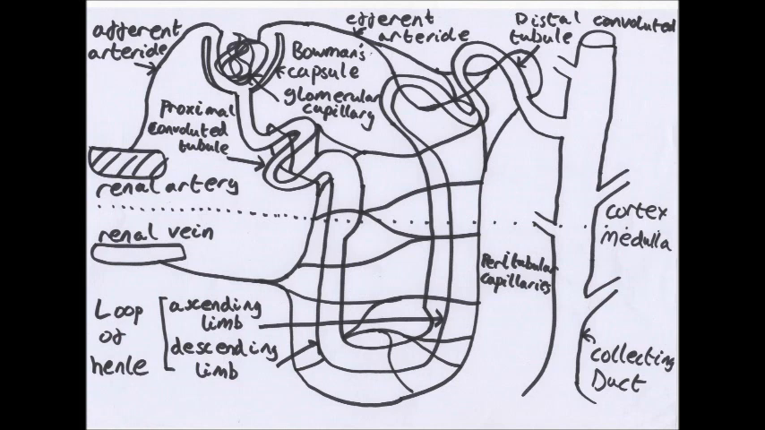Other important things: the renal artery feeds blood to the glomerulus. The afferent arteriole gives blood to the glomerulus. The efferent arteriole takes blood away from the glomerulus. You also have the renal vein, which takes blood away. Now, as you can see, it starts off in the cortex, goes down into the medulla, back out into the cortex, back down into the medulla.